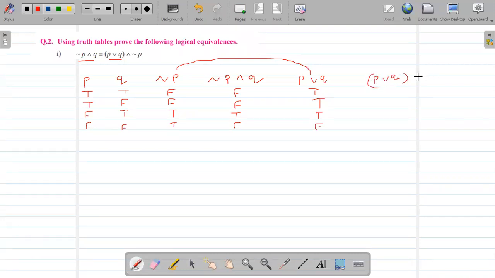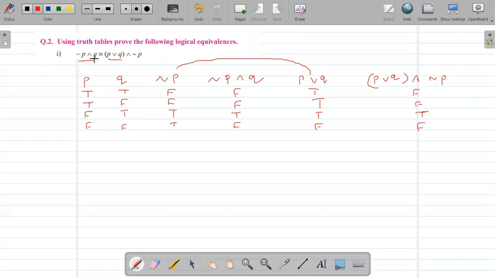Everybody understood now? Yes, sir. So let us write the disjunction of this. True, false. Okay, again, true, false. True, true. False, true. False. Now look at it carefully.